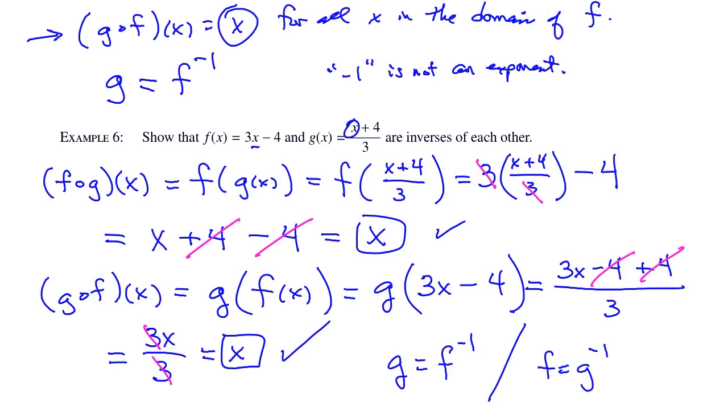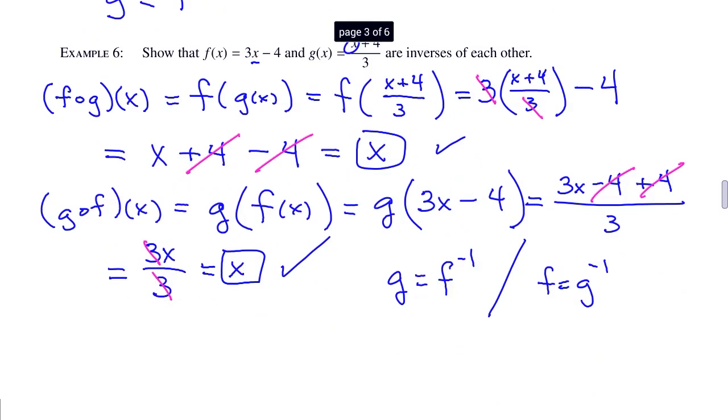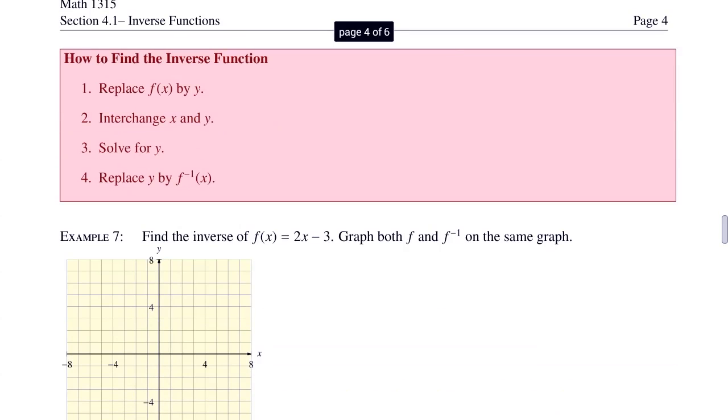On page 4, we have how to find the inverse function. So this is some general rules. Number 1, replace the f of x by y. Interchange x and y, which literally means where there was an x, write a y. Where there was a y, write an x. You interchange them. Step 3, solve for y, and then replace that in step 4 by f inverse.